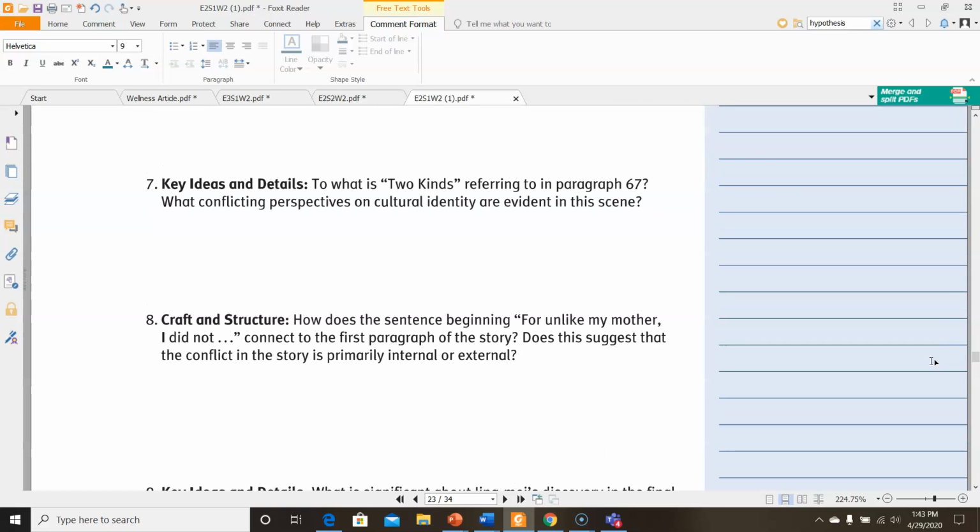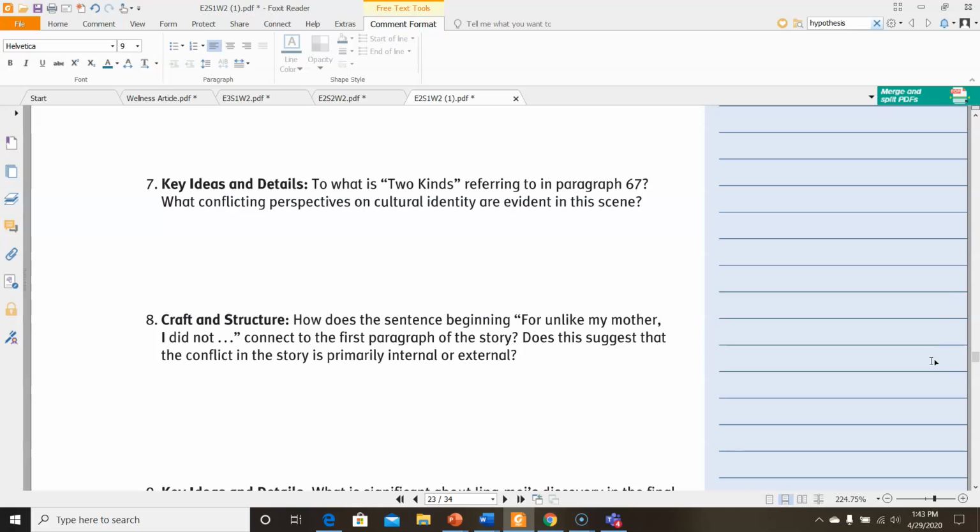For number 7, it says, to what is two kinds referring to in paragraph 67? What conflicting perspectives on cultural identity are evident in this scene? So think about the mother's cultural identity compared to the daughter's cultural identity. Even though they have the same ethnic heritage, the way that they interact within that ethnic heritage is very different from one another, which causes two different cultural identities despite the same ethnicity. So explain what those conflicting perspectives are, and then what two kinds refers to there.